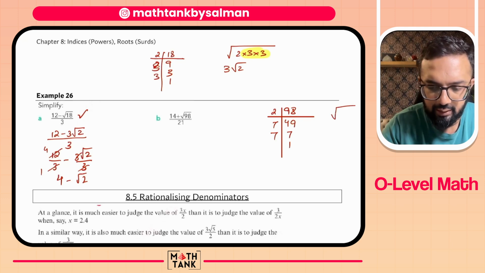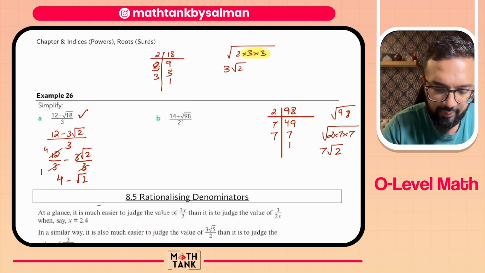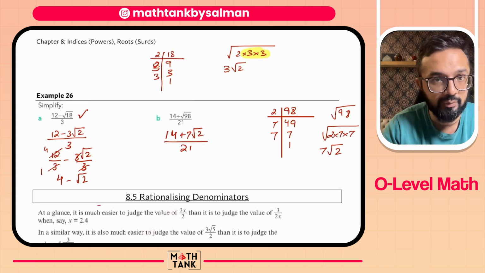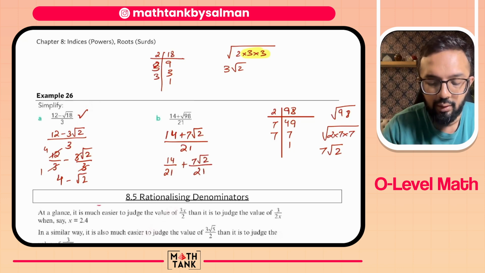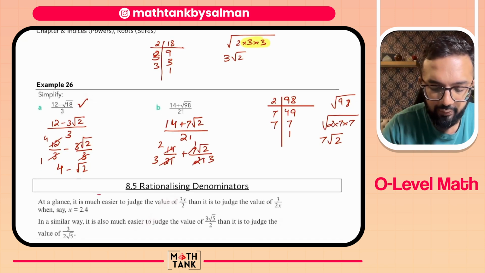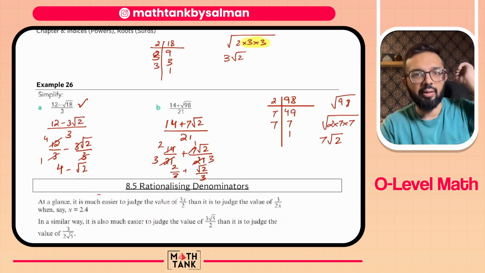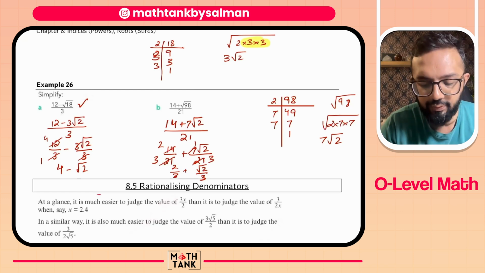So root of 98 can be written as 2 into 7 into 7. Okay, that's 7 root 2, 14 plus 7 root 2 over 21. Now, can I split the denominator? Yes, I can. Sometimes the question is going to have a very specific requirement in terms of what form you should have, so you have to follow that form. That's 2 over 3 plus root 2 over 3. I hope you can see that. It's a little jumbled up right now, but all I've done is I've split the denominator and given you two different terms.